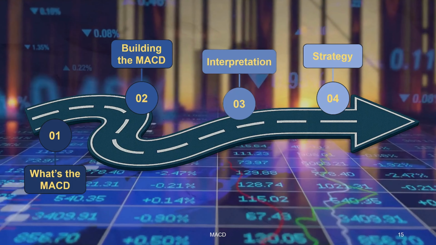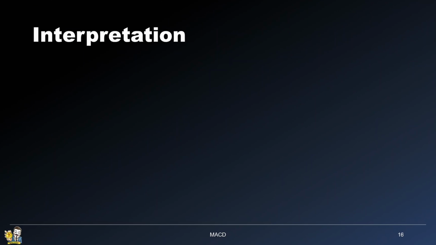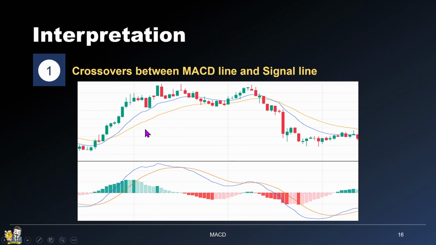Now that you know how the MACD is built, let's see how to interpret it. The first way is the most intuitive: crossovers between the MACD line and the signal line. In other words, it's when the histogram changes color. For example, here, the MACD line crosses above the signal line, suggesting a reversal in momentum, and the histogram turns green. That's a buy signal, and you can see the strong uptrend that followed.